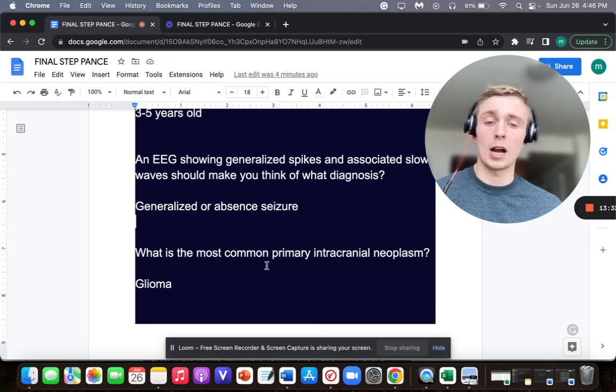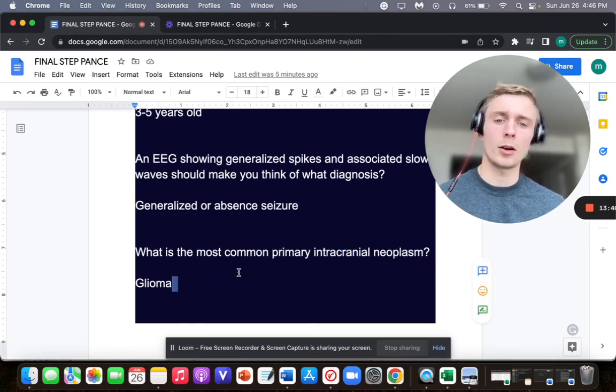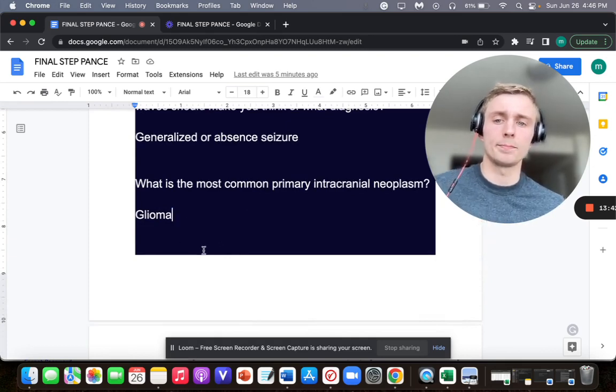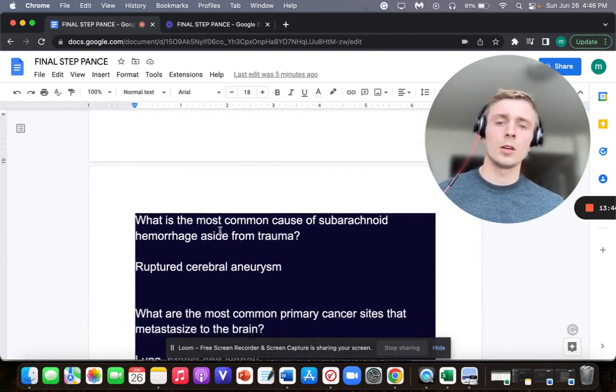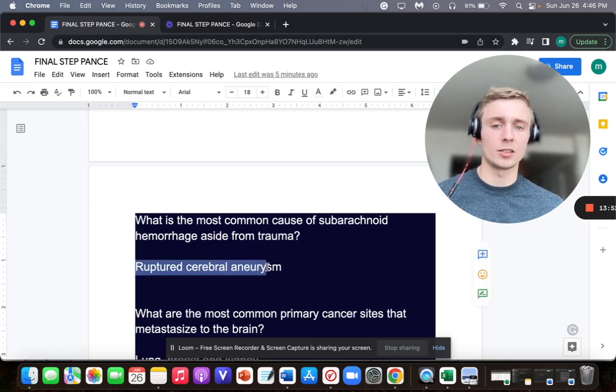What's the most common primary intracranial neoplasm? That's going to be a glioma. What is the most common cause of a subarachnoid hemorrhage aside from trauma? We already stated this somewhat earlier. A ruptured cerebral aneurysm, a berry aneurysm, or a saccular aneurysm. A ruptured aneurysm in the brain is a cause of subarachnoid hemorrhage.